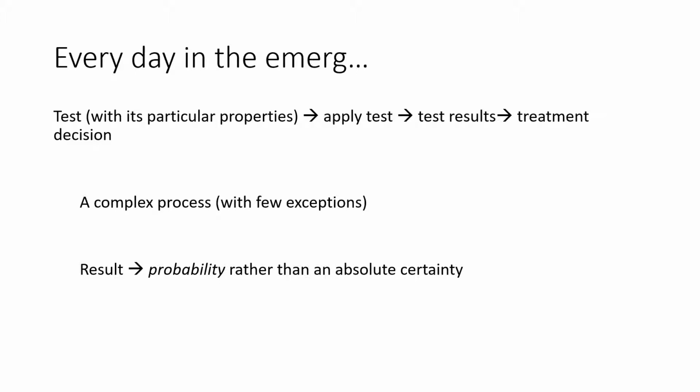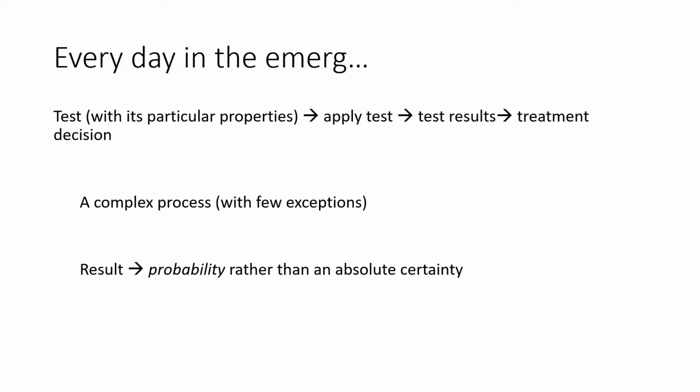This is quite a complex process, actually. And the result you get in the end is often a probability of a condition or not having a condition, as opposed to an absolute certainty. I mean, there's very few times I think a test result 100% tells you what's going on relatively.